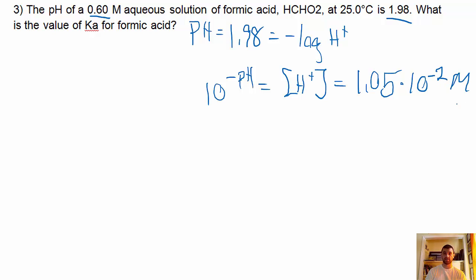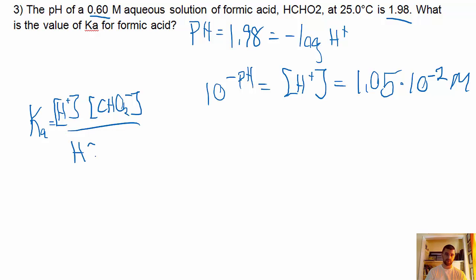So that's my molar concentration for H+. All right, so let me figure out the Ka. The Ka expression should be H+ times CHO2- all over the undissociated, the stuff that didn't break apart, HCHO2.